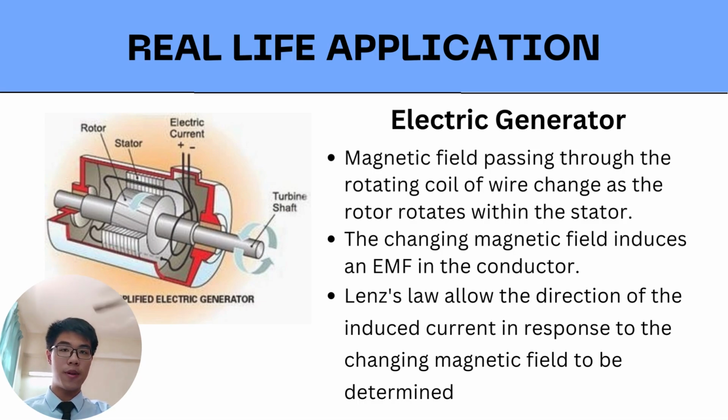Lenz's law comes into play when the rotor coil rotates within the magnetic field. The magnetic field passing through the rotating coil of wire changes as the rotor rotates within the stator. The changing magnetic field induces an electromotive force (EMF) in the conductor, which is the rotor in this case, which will convert mechanical energy into electrical energy. Lenz's law allows the direction of the induced current in response to the changing magnetic field to be determined.